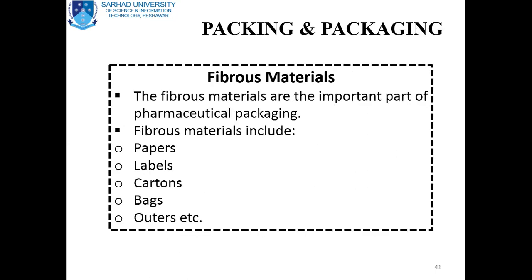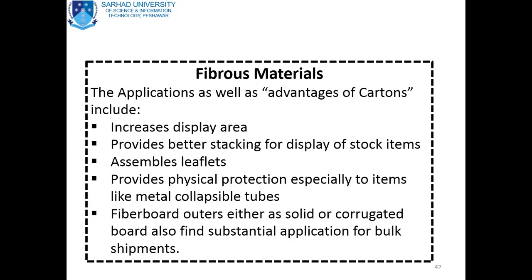Another material that is used as a packaging material is termed fibrous material. Fibrous materials are an important part of pharmaceutical packaging. Fibrous materials include papers, labels, cotton, bags, outers, etc. These are the different types of fibrous material which are used in pharmaceutical packaging.